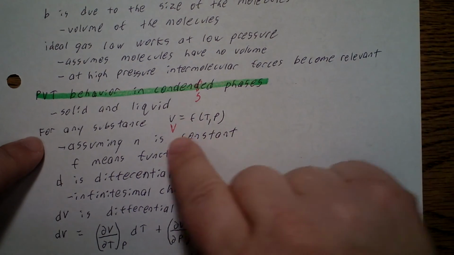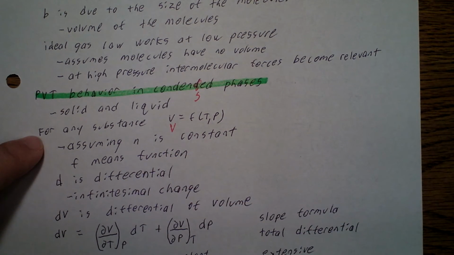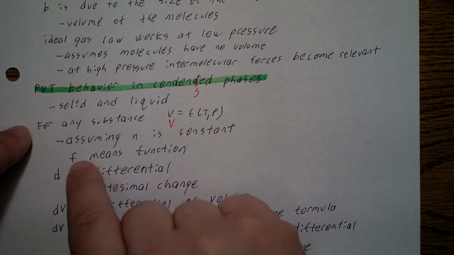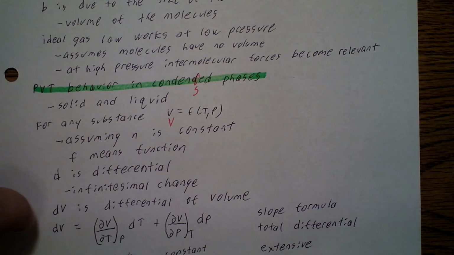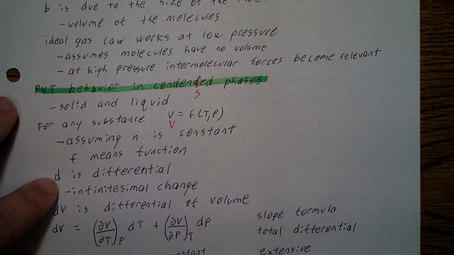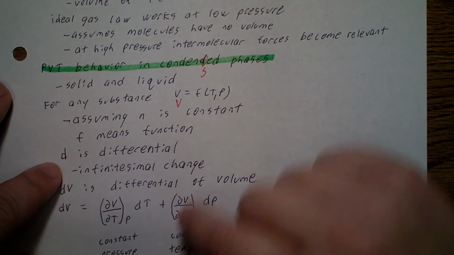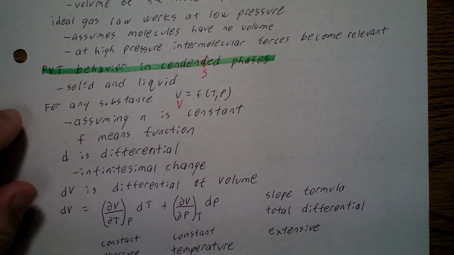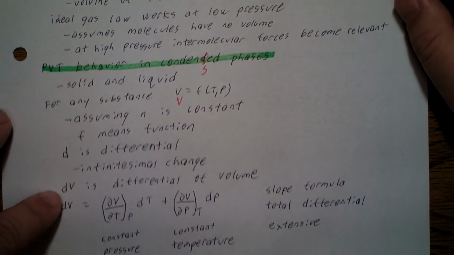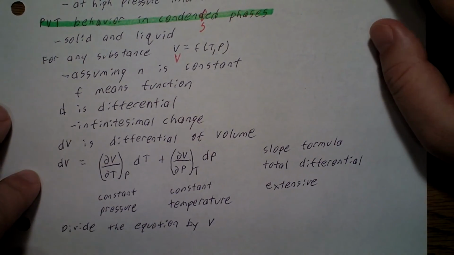Now for any substance, we could say that volume is a function of temperature and pressure. We're assuming that N is constant, of course, because we're not having any reaction. Like I said, we haven't defined this F yet, but it's just some function. Could be different for every gas or something. We don't know yet. Now remember from differential calculus that d, lowercase d, is differential. Just like delta means a finite change, d, the differential, means an infinitesimal change, a really tiny change. So, for example, dV would be the differential of volume.